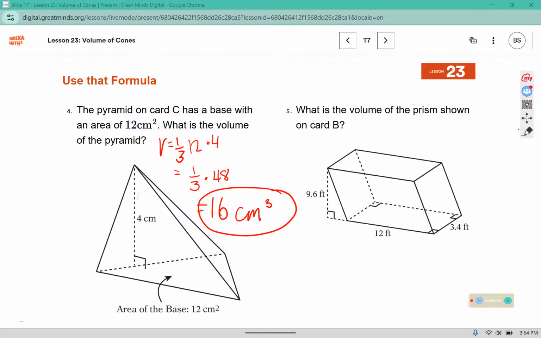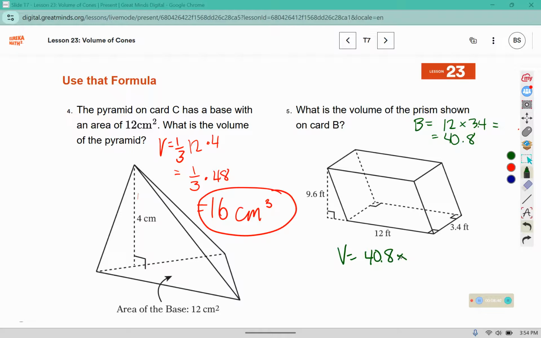What is the volume of the prism shown on card B? This is a rectangle base, so the base area is going to be found by 12 times 3.4, which is a base area of 40.8. To find the volume, we do the base area times the height, which is 9.6. And the volume comes out to 391.68 feet cubed.